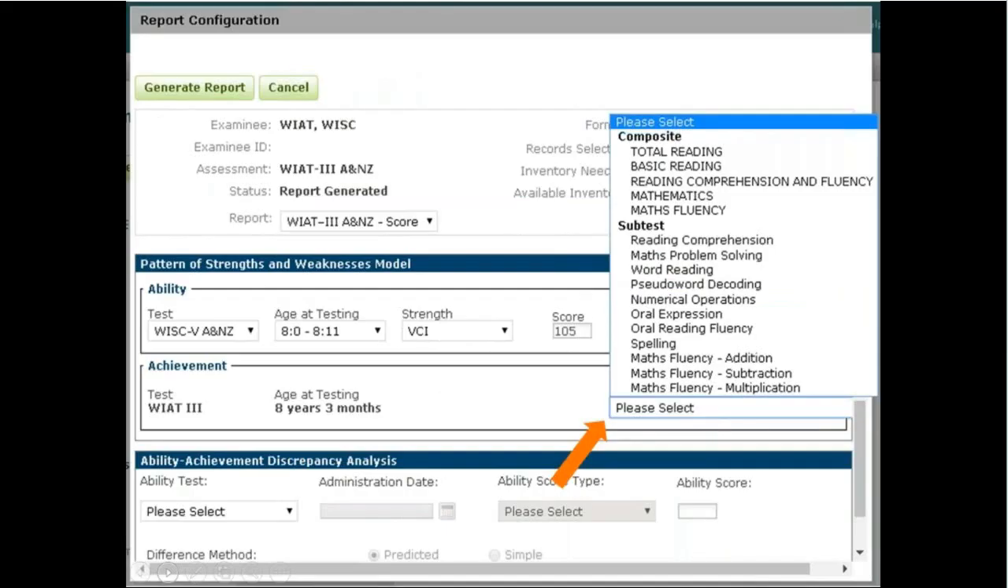Now, we can select from a range of different WIAT composites and subtests.